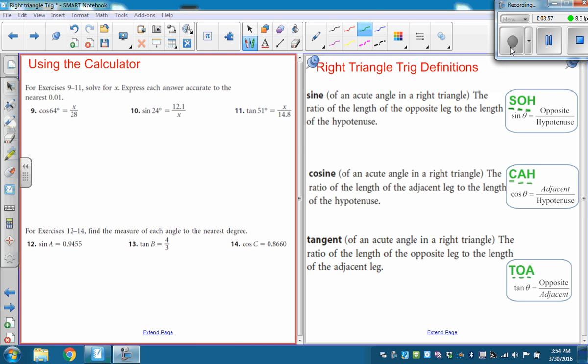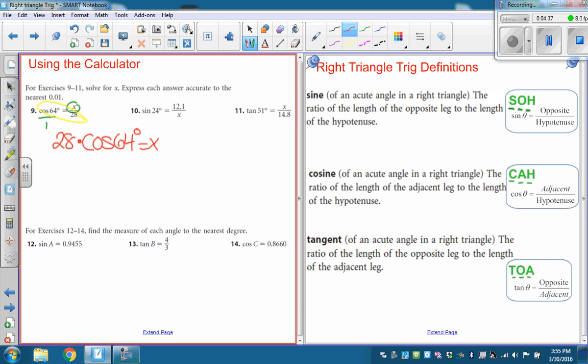To do a problem like number 9, we did some of these in class. This is just a calculator problem. You're solving for the variable x, and so you think of this as a ratio and proportion. So you cross multiply, and you multiply by what's on the diagonal without the variable and divide by the leftover. So in this case, you would just say 28 times the cosine of 64 divided by 1 is equal to x.